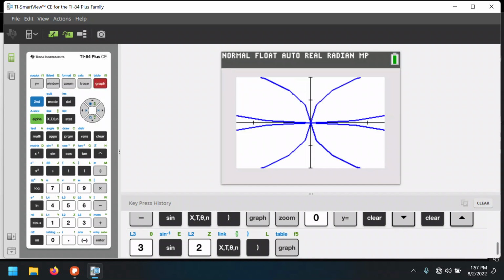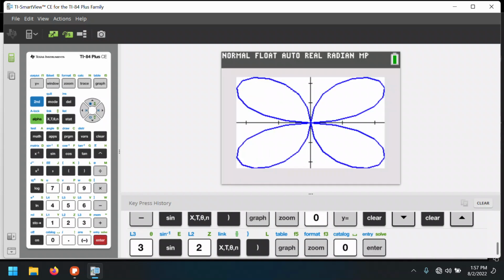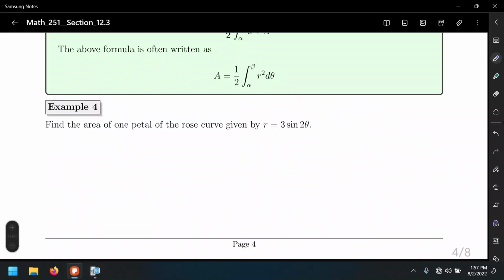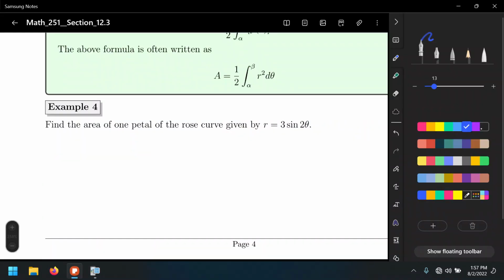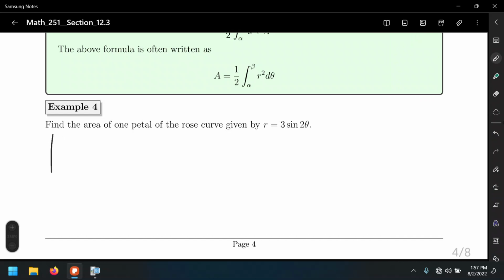So let's see. Well, this is not what I was expecting. Yes, that's what I was expecting to see. All right? 4 leaves in this case. Well, let's draw the graph real quick. Yes, we're going to need it.